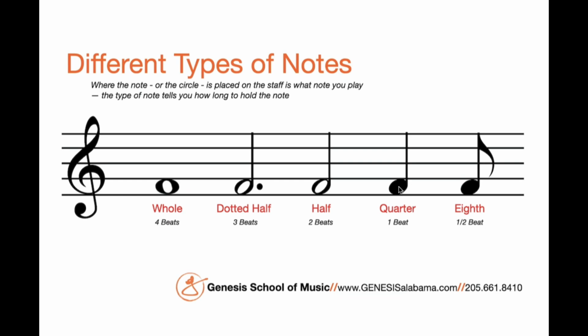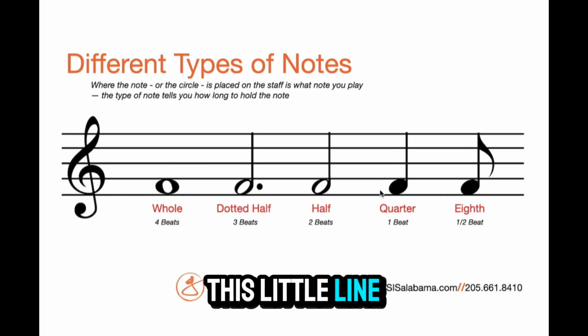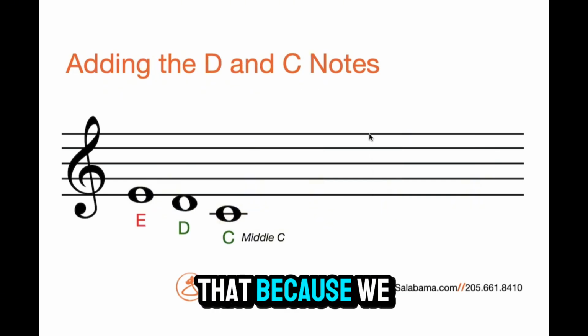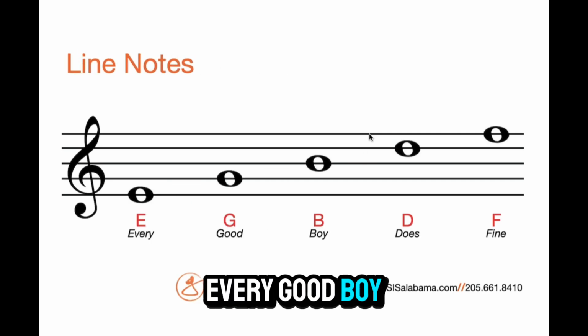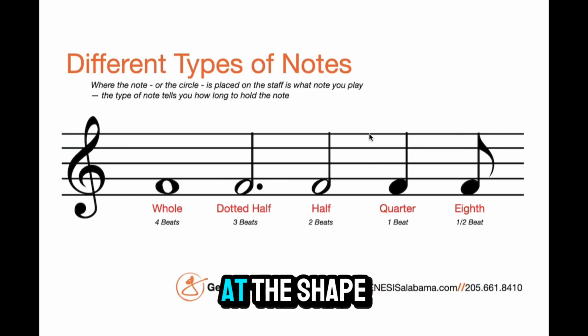If this note right here, now we know if it's in that space, that's an F note. If that note was right here, that would be an A. If it's right there, there's a C. There's an E because we know F, A, C, E. If this same note was on this little line, we know that that's every good boy does fine. And we know that because we learned that last time. Here it is, every good boy does fine. There's the FACE, but always look at the shape of the note.